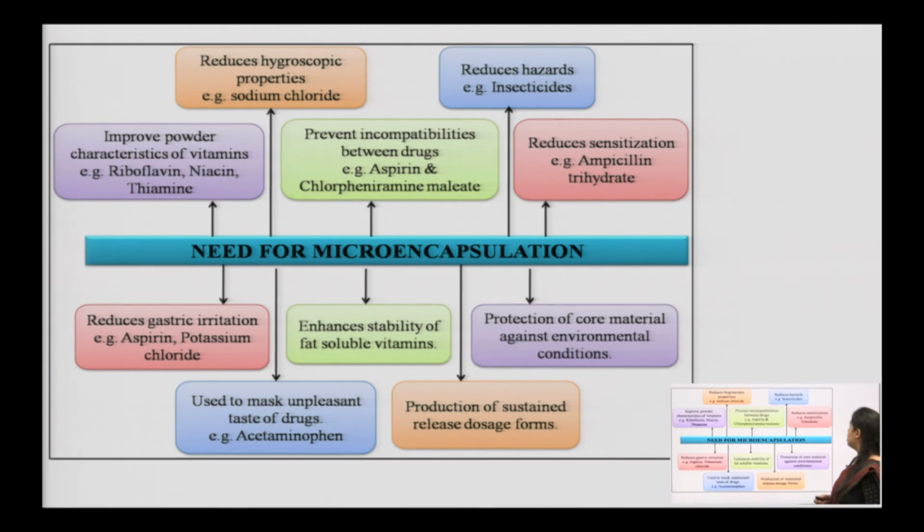Reduce sensitization, example ampicillin trihydrate, because we are preventing the direct contact of the drug to the system's organs. So, we can expect that the sensitive drugs cannot harm the organ directly. Reduce gastric irritation like aspirin, potassium; enhance the stability of fat soluble vitamins; protection of core material against environmental conditions. We are protecting the core material within the polymer shell. So, these all are the benefits through which we can protect our core material from the environment.